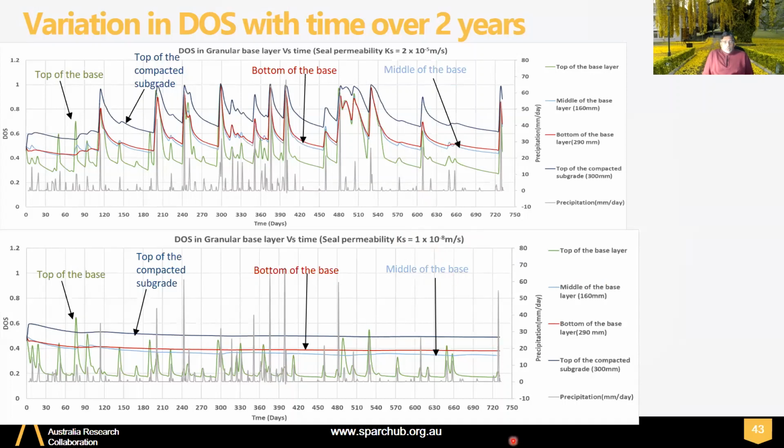So this is a 2-year simulation. You can see all the values, including the top, have gone down. So the degree of saturation has now dropped to around 0.5, right? So it's a very good pavement. It will last very well. Degree of saturation wise, it's in that region where rutting and other things don't happen. Shakedown can be achieved, right? So you can see the importance of the seal.